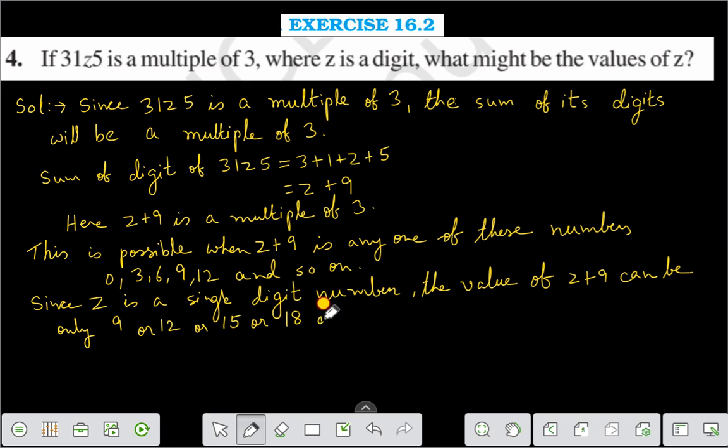And thus the value of z comes to 0 or 3 or 6 or 9 respectively.